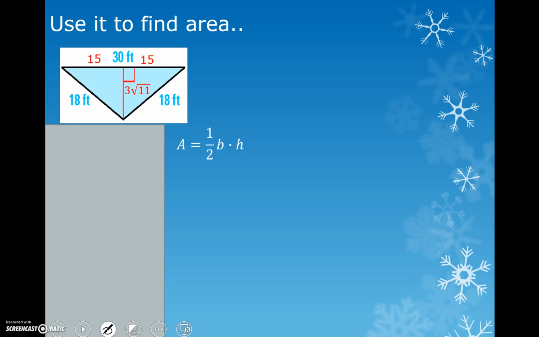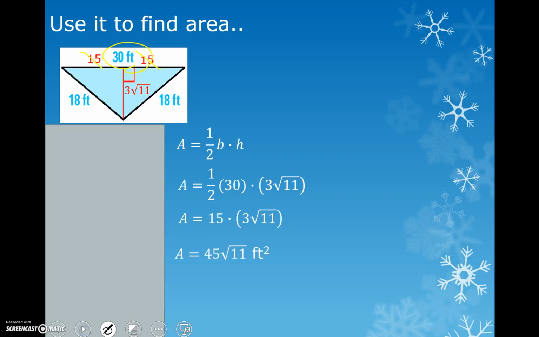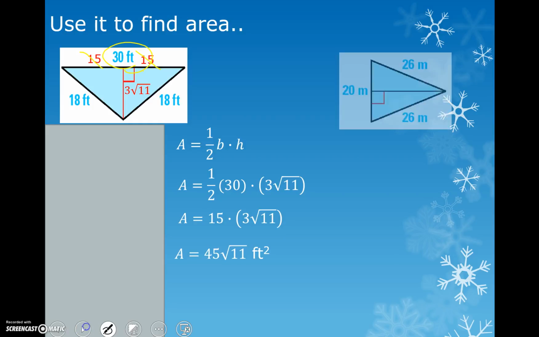We're going back to the fact that the area is base times height. When I'm trying to figure that out, I don't want to use the 15s. I want to use the 30 now. So the area is 1/2 times the base, which is 30, times the height, which is 3 square root of 11. When I multiply them through, 30 times 1/2 is 15, times 3 is 45 square root of 11. Okay, so that's how that's going to work.